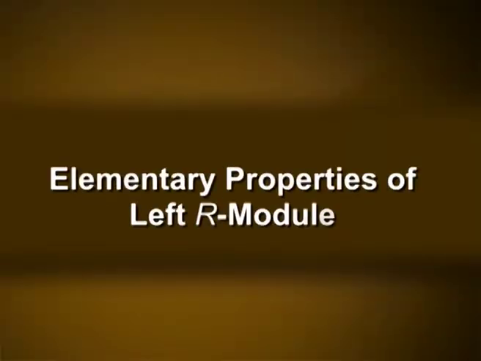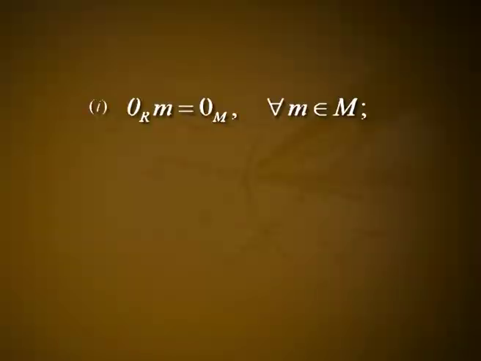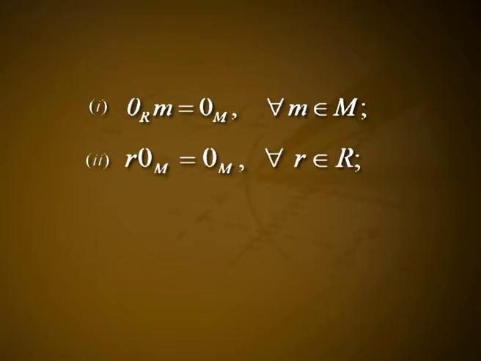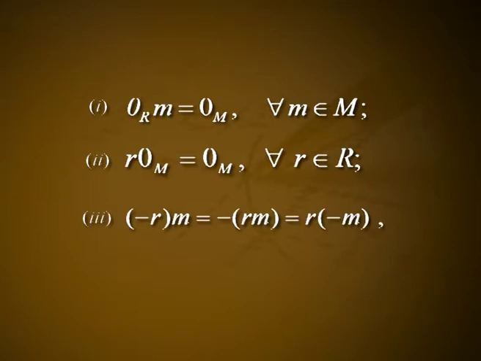Elementary properties of left R module. Theorem 1. Let M be an R module. 0_R denotes the additive identity in R and 0_M denotes the additive identity in M. Then 1. 0_R m is equal to 0_M for every m in M. 2. r 0_M is equal to 0_M for every r in R. 3. Minus r of m is equal to minus of rm, which is equal to r of minus m, for every r in R, m in M.